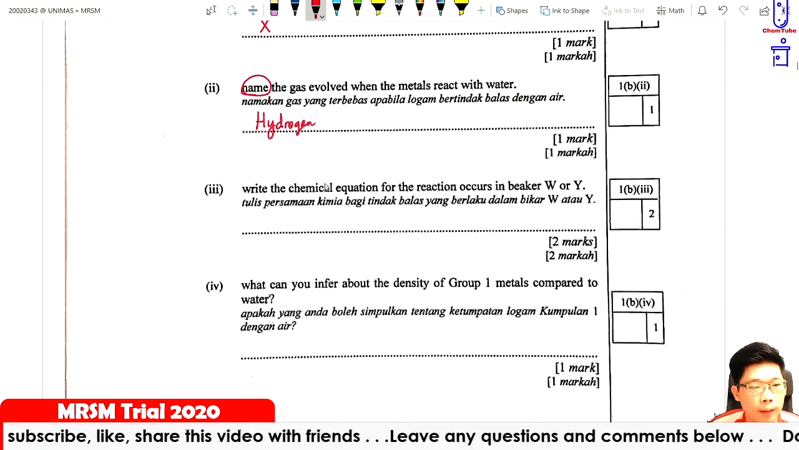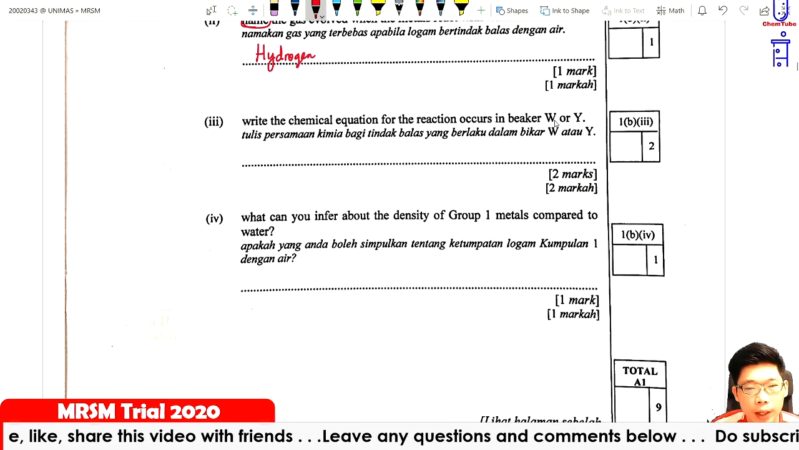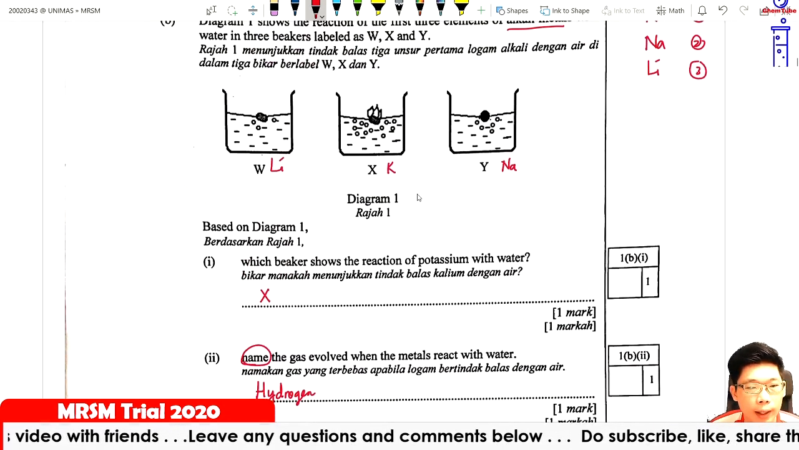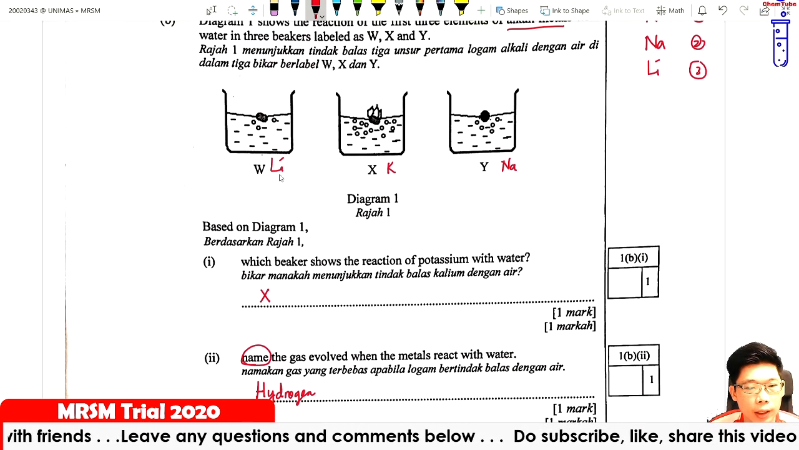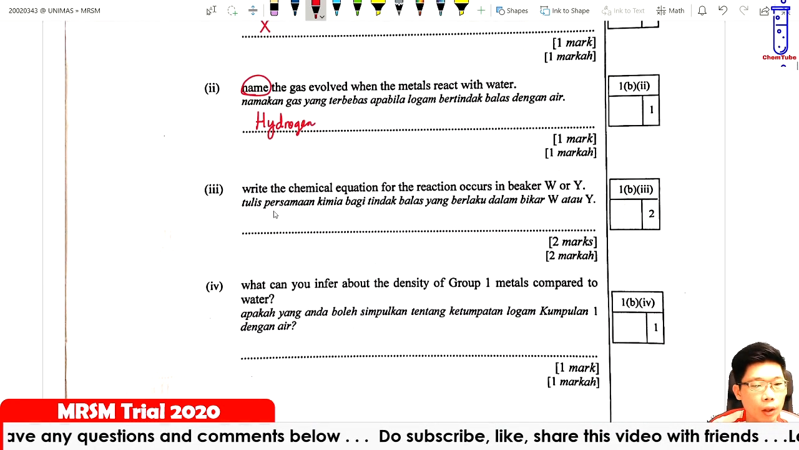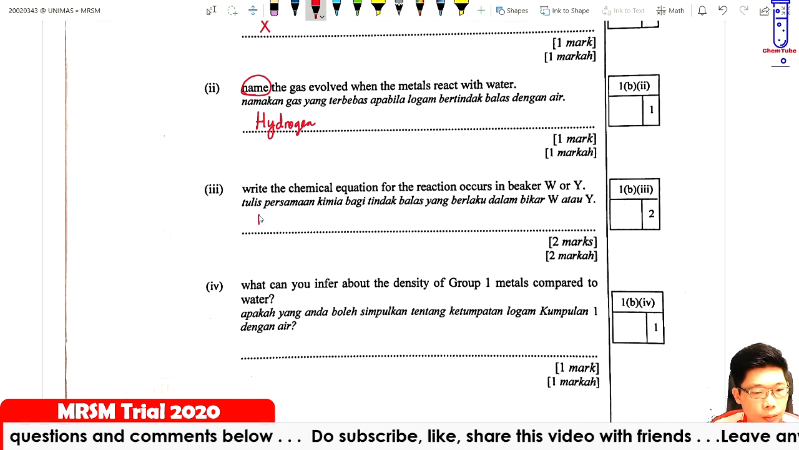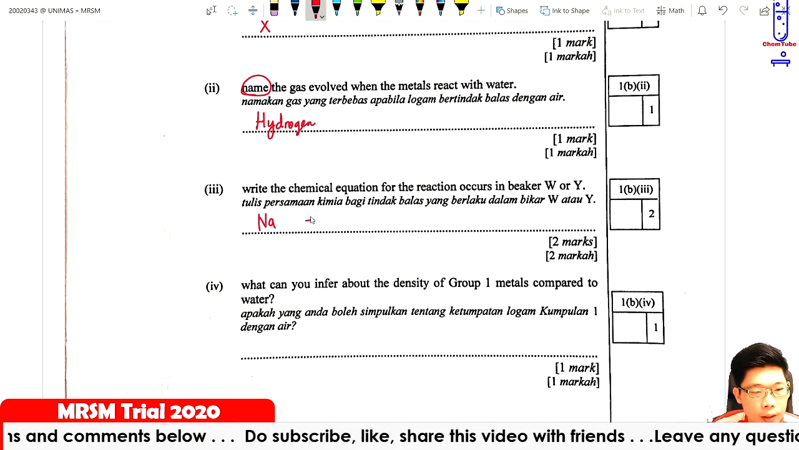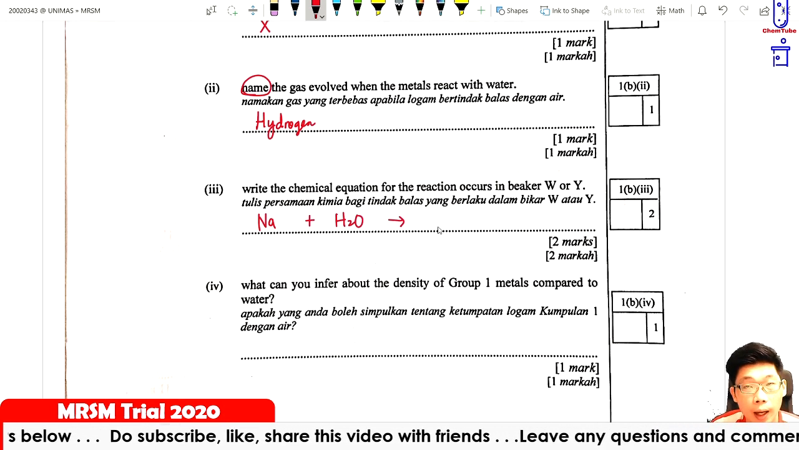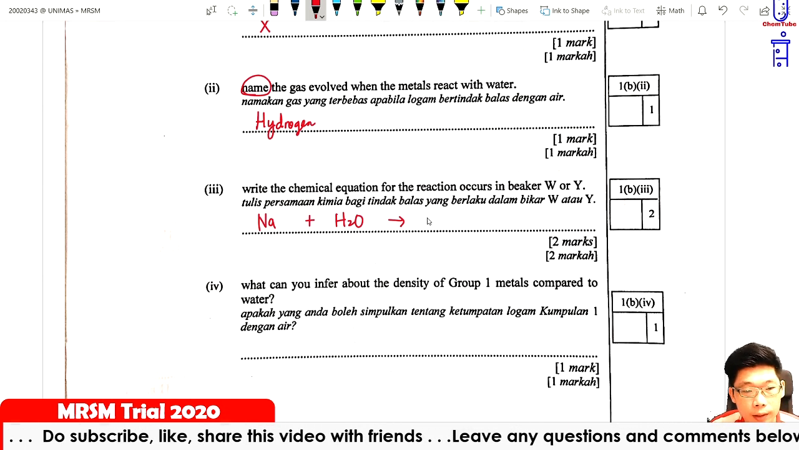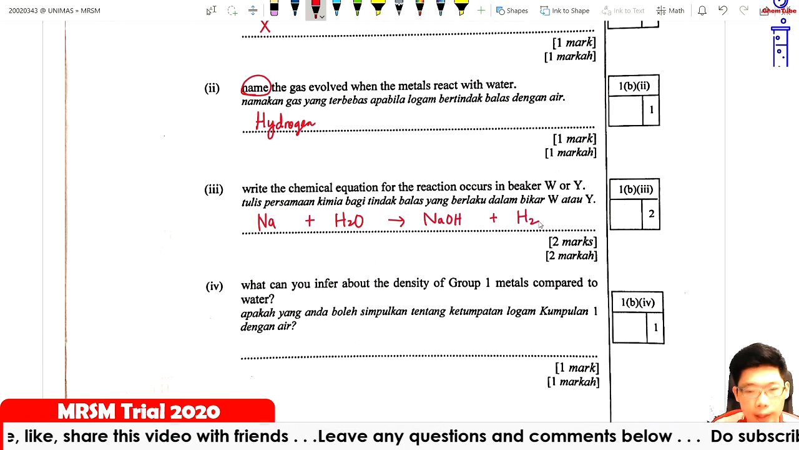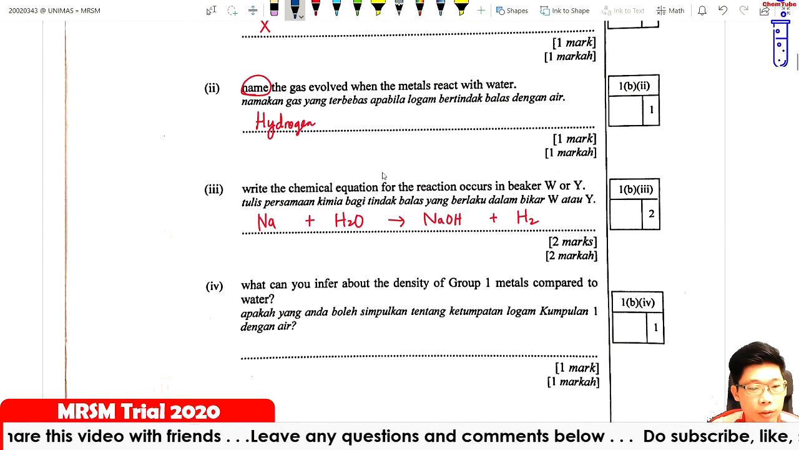Okay, and write the chemical equation for the reaction in the beaker W or Y. You can use lithium, you can use sodium. So let's say we use the sodium. Sodium metal reacts with water, so you produce the alkaline solution, sodium hydroxide, with the hydrogen gas. So we have to balance the equation.